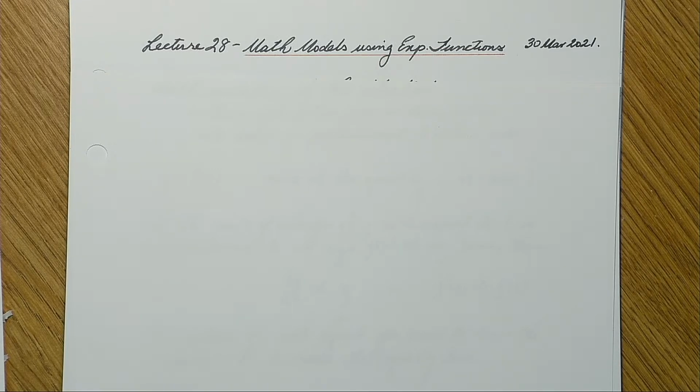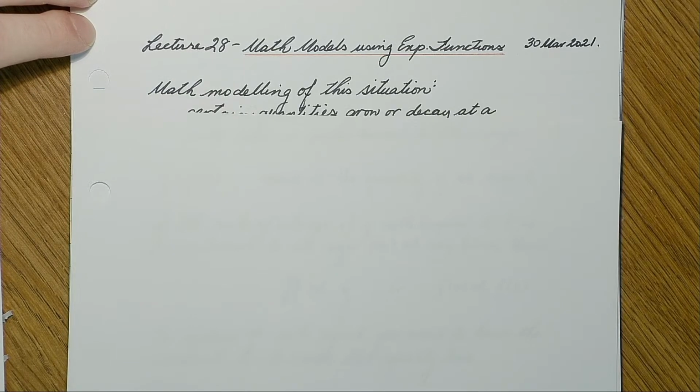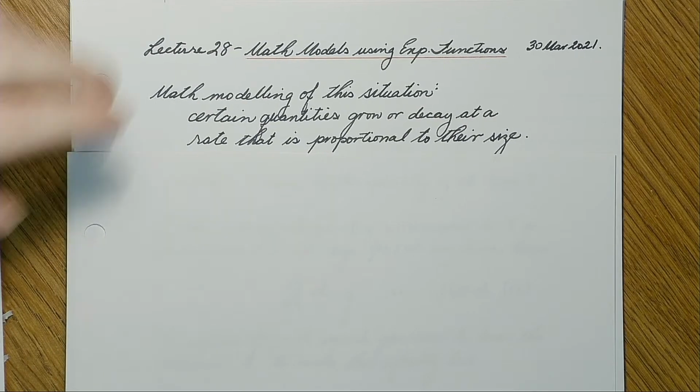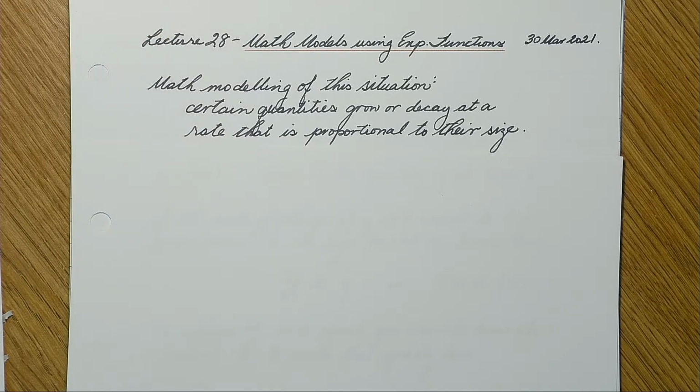So today we're going to go through this. Mathematical modeling of this particular kind of situation, we see this in biology, in chemistry, in physics, in economics and business: there are certain quantities that grow or decay at a fixed rate, and that rate is proportional to their size.